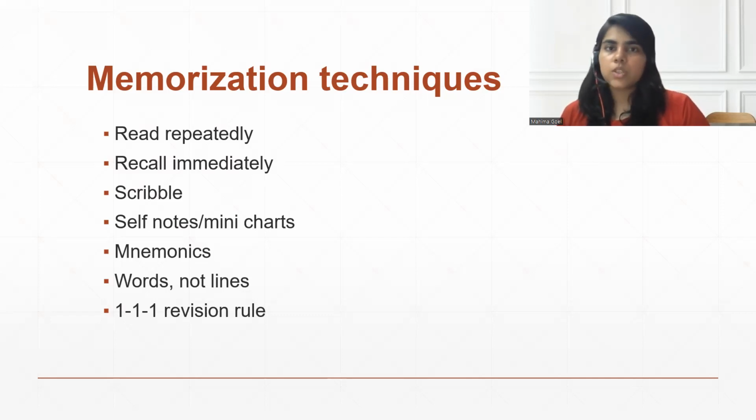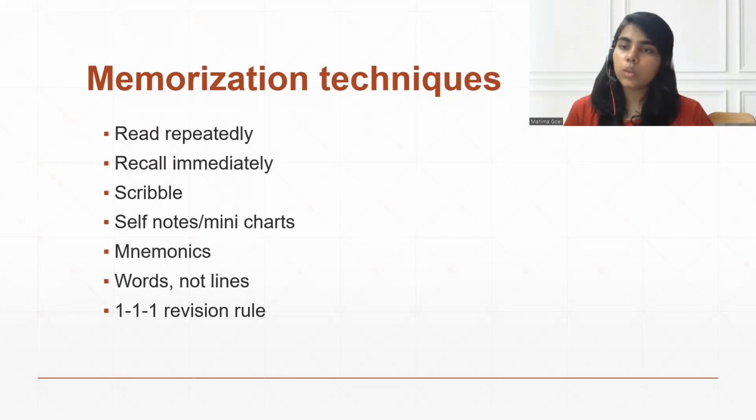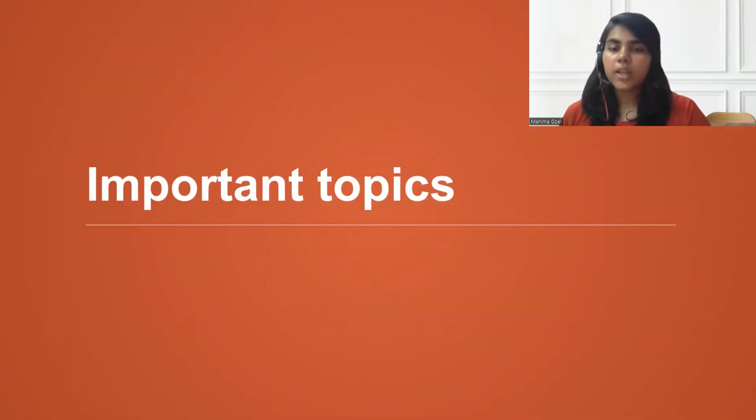It is something which is difficult to follow now in CA Final, but if you can do it, nothing like it. First is 1 day. You need to revise whatever you studied on, let's say Monday, within 1 day. That is on Tuesday, you have to revise that particular thing again. Then within 1 week, and then within 1 month of having studied that topic first. That'll make that topic permanent in your mind. Then coming to our last segment, the important topics in SCMP.